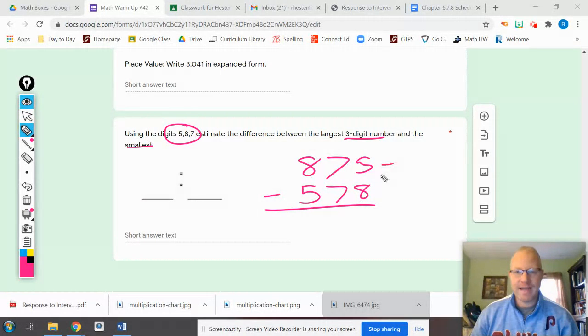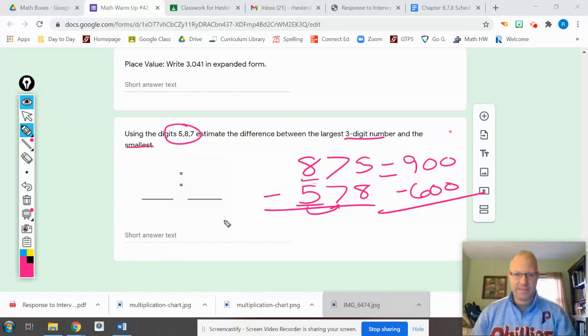Then it says estimate. So we're going to change these numbers. 8 asks the 7. 7 says no, so the 8 changes to 900. Minus 5 asks the 7. 7 says no. 5 changes to a 6. 900 minus 600, put your answer here, and you're all done.